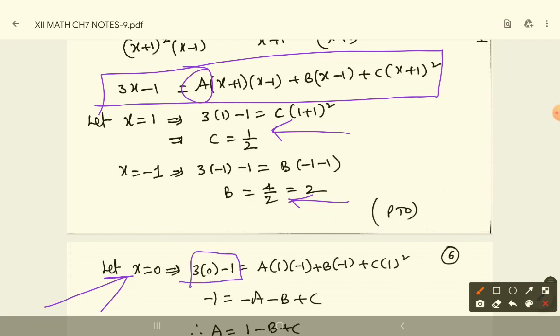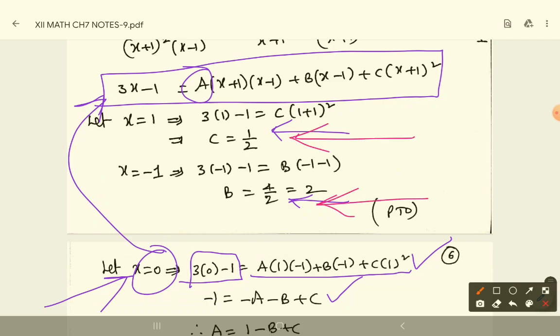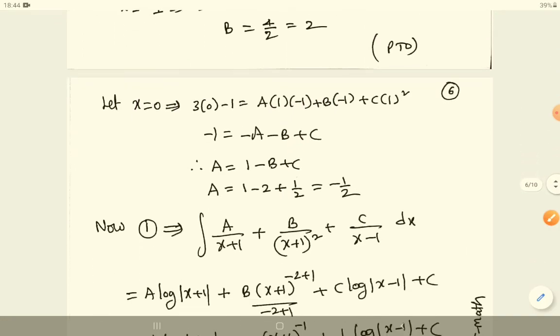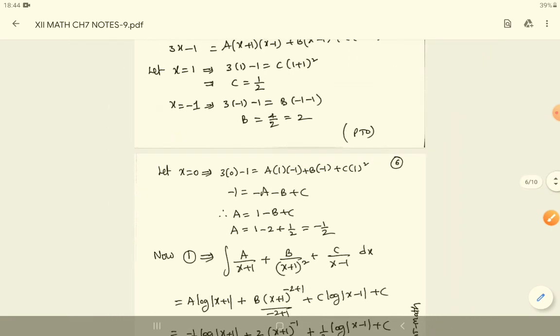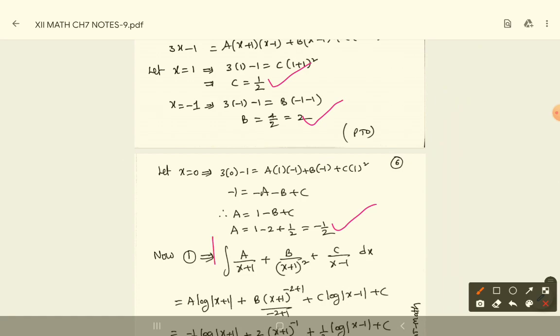3 into 0 minus 1 is equal to, you substitute on both sides. So where I substituted x is equal to 0, I get an expression with A, B, C. B and C values we already know. Substitute in this so that you get the A value also. What is the A value? Minus 1 by 2. So we got the A value, B value, C value: A is equal to minus 1 by 2, B is equal to 2, C is equal to 1 by 2. Substitute all these values after integrating.